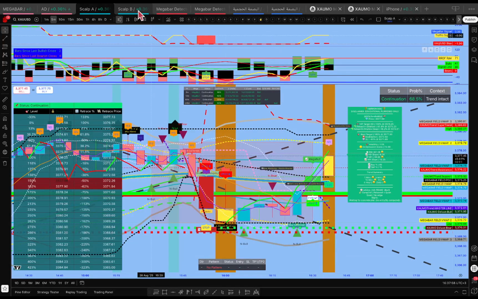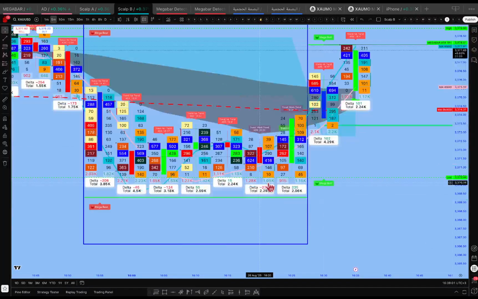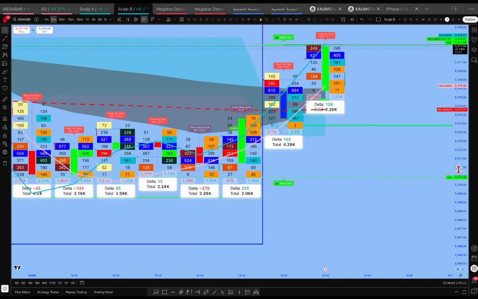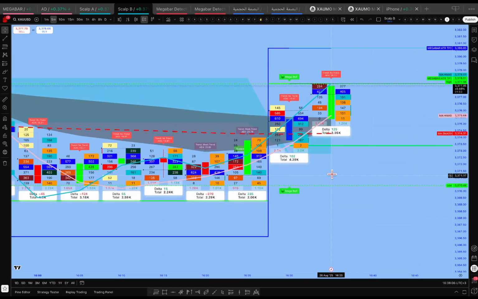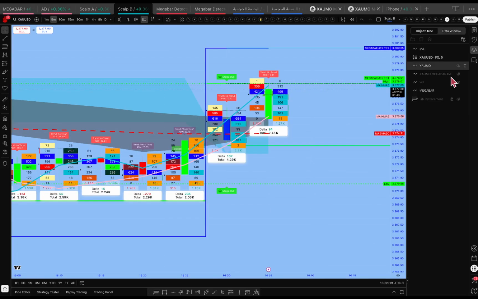But let's go back again. Let's look at the other chart that I have, which is the scalping chart, which is the business. This is the volume footprint. I have the volume footprint. It's a volume bar that you have here. It's a native TradingView app. You have it, but I add to it. I have the following indicators that are done by me.